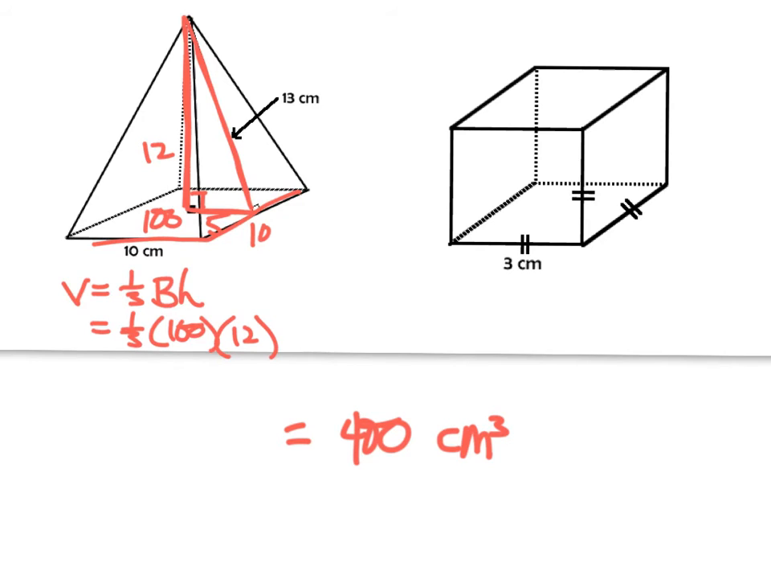Finally, the volume of this cube is 3 by 3 by 3. So volume of the cube is length times width times height.